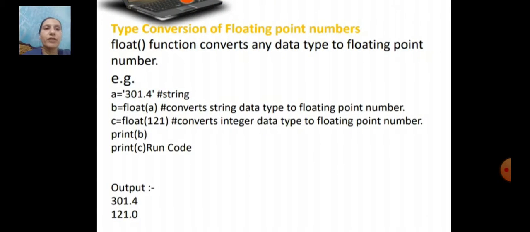Now the type conversion of floating point numbers. For converting a variable of any data type to float, we use the float function. For example, we have a equals '301.4'. As it is enclosed in single quotes, it is a string value. We can convert it into float by using the float function. b equals float, passing a as an argument. It converts the string data type to a floating point number.